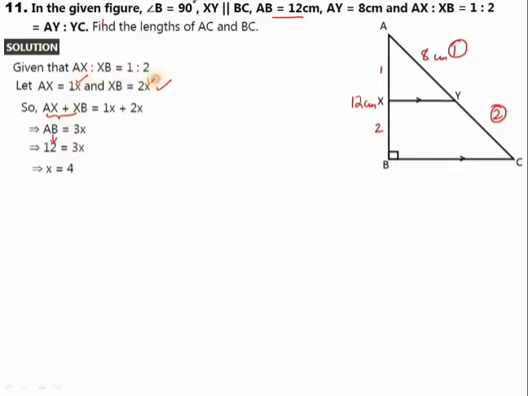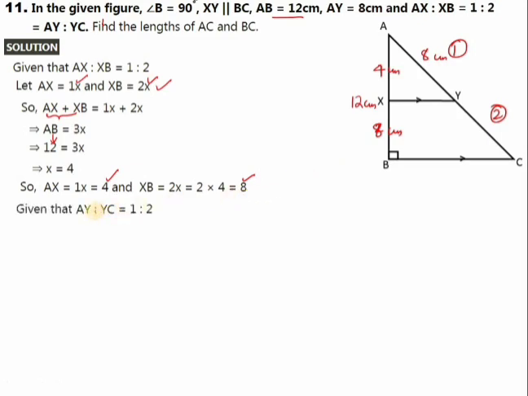Now substitute here, you get AX and XB, isn't it? So AX turns out to be 1 into x, so that is 1 into 4, which is 4, and XB turns out to be 2 into x, so 2 into 4 is 8. So we got the value of AX, which is 4 centimeter, and XB turned out to be 8 centimeter.